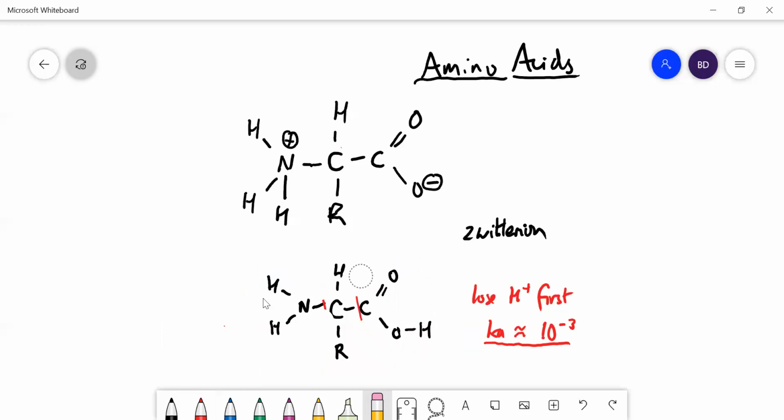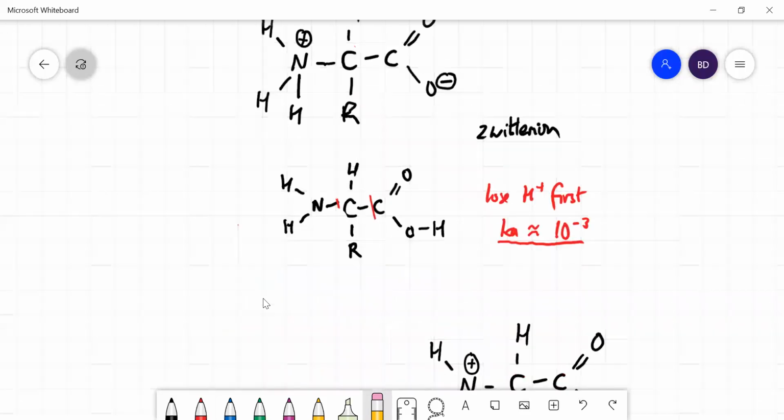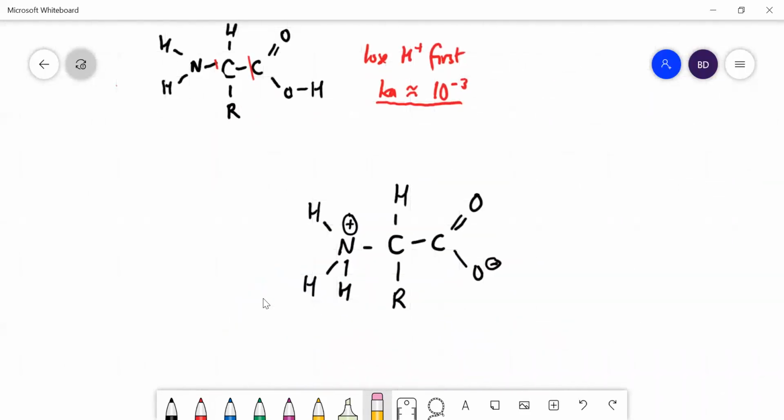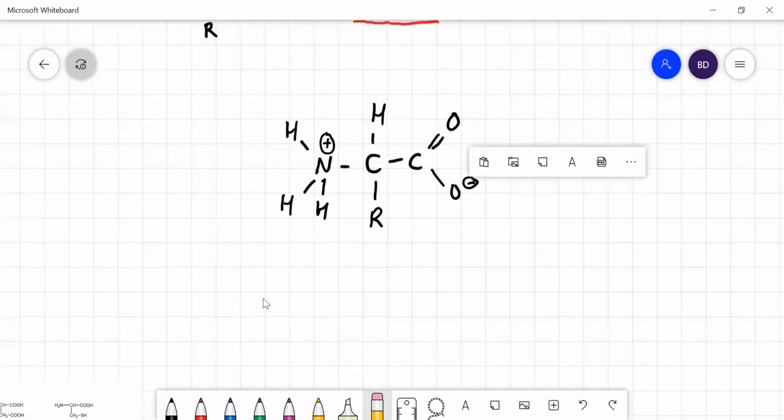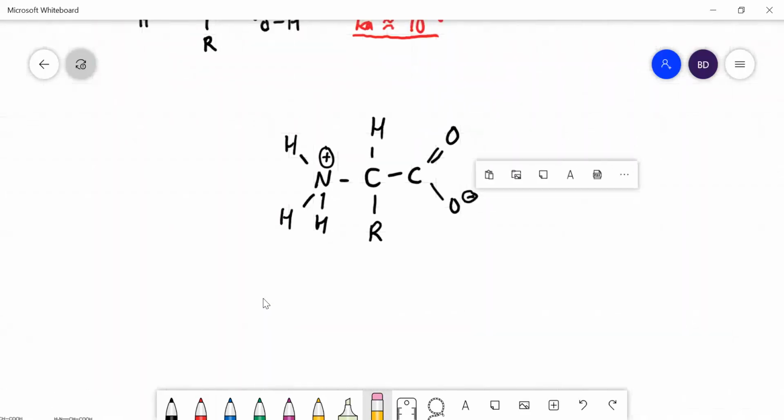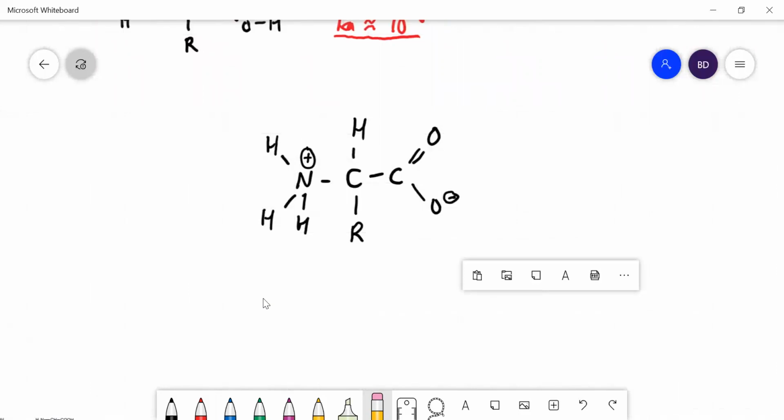Okay, we'll have a look at that in this bit here now. What I've done here is there is the zwitterion. Now let's see what would happen if we made the pH more alkaline, so increase the pH.